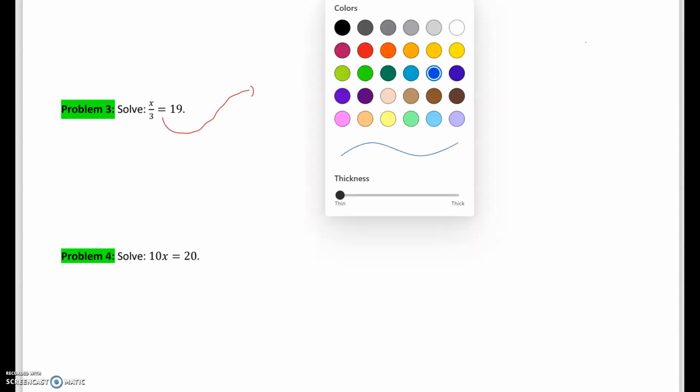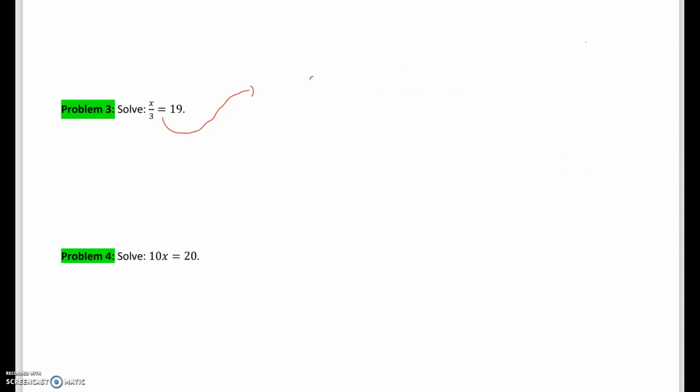Now, let's take a look at the third problem. What technically happens here is that you have a division. So technically you have x divided by 3 is equal to the values of 19. To cancel the division of the 3 and end up with x by itself, you're going to multiply by the values of 3. But remember that you have to multiply both sides of the equation.